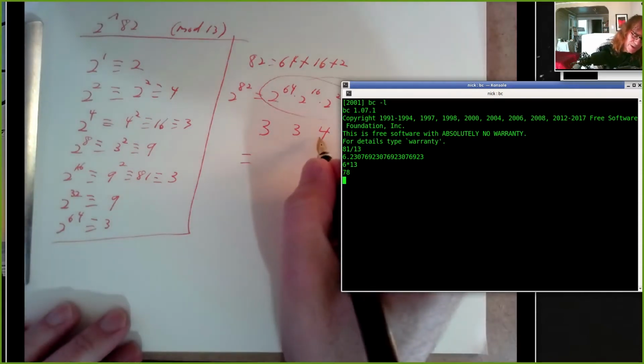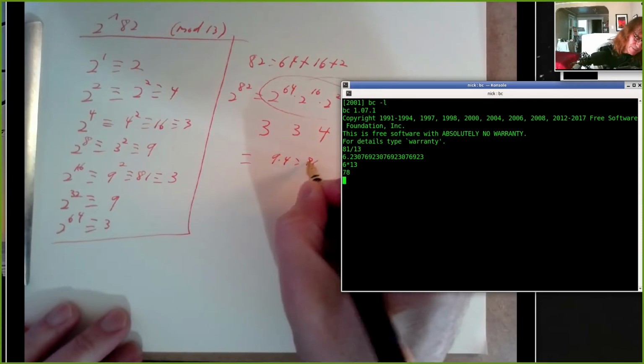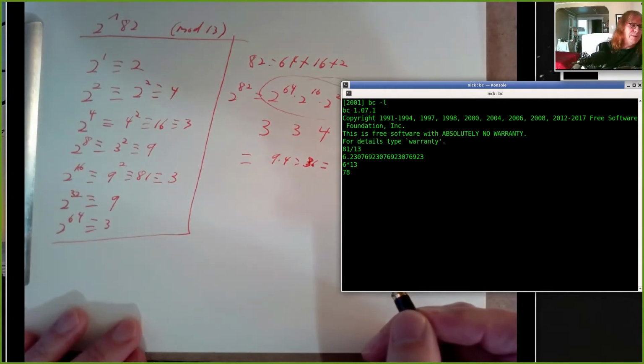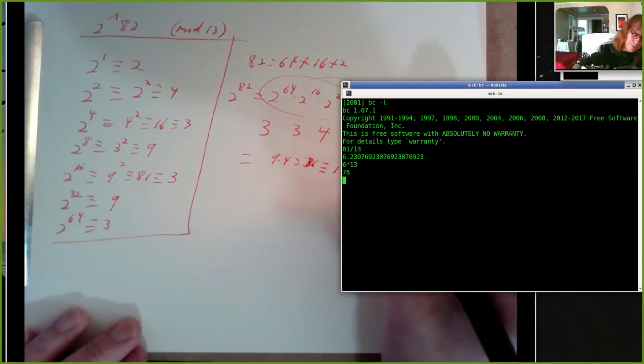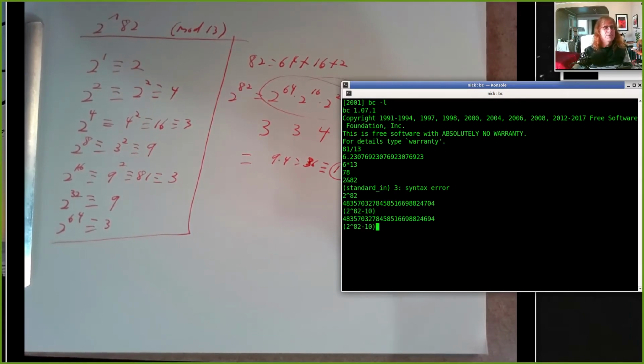So 3 times 3 times 4, this is 9 times 4, which is 36, which is 10 more than 26, so this is congruent to 10 modulo 13. So there's your final answer. So there's 2 to the 82. There's 2 to the 82 minus 10, and if you divide by 13, you get a whole number.